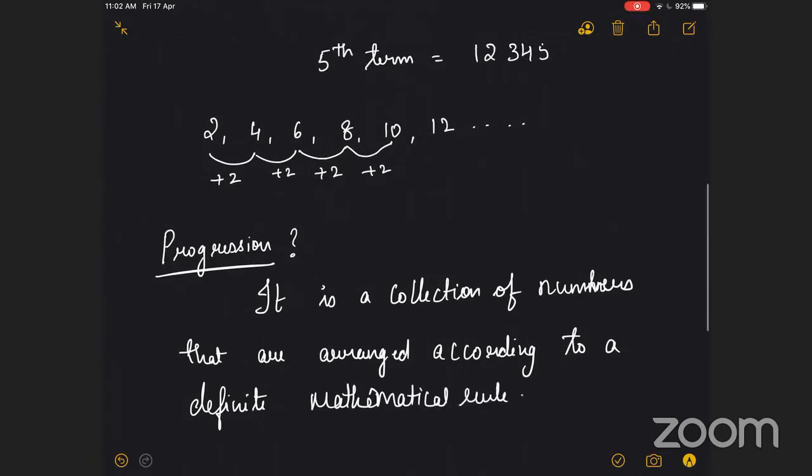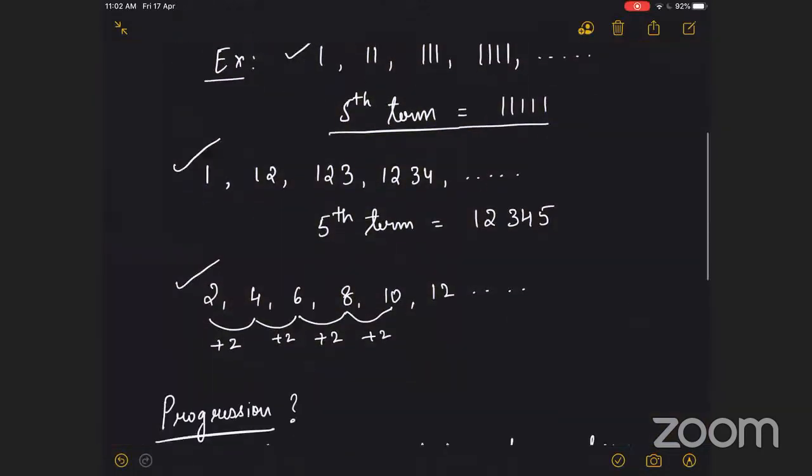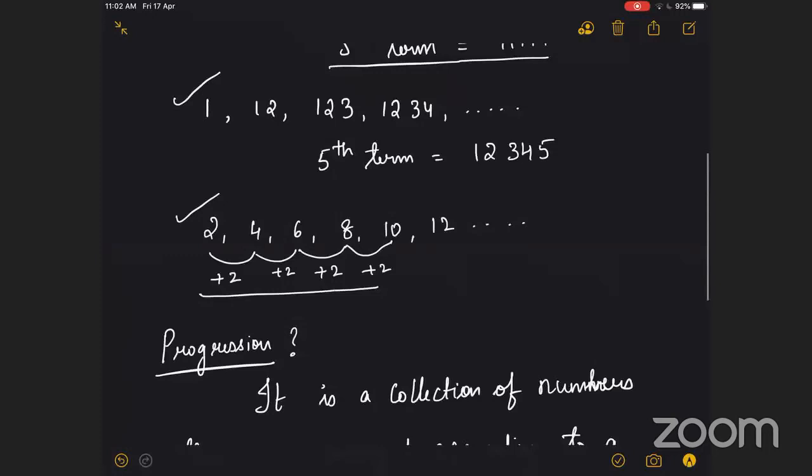So here we have one sequence and another sequence. Is there any mathematical relation or rule being followed in the first? No, it is just 1, 1, 1 and 1. But in the third one, there is a mathematical rule, that is we are adding 2 each time. Such types of sequences are called progressions.